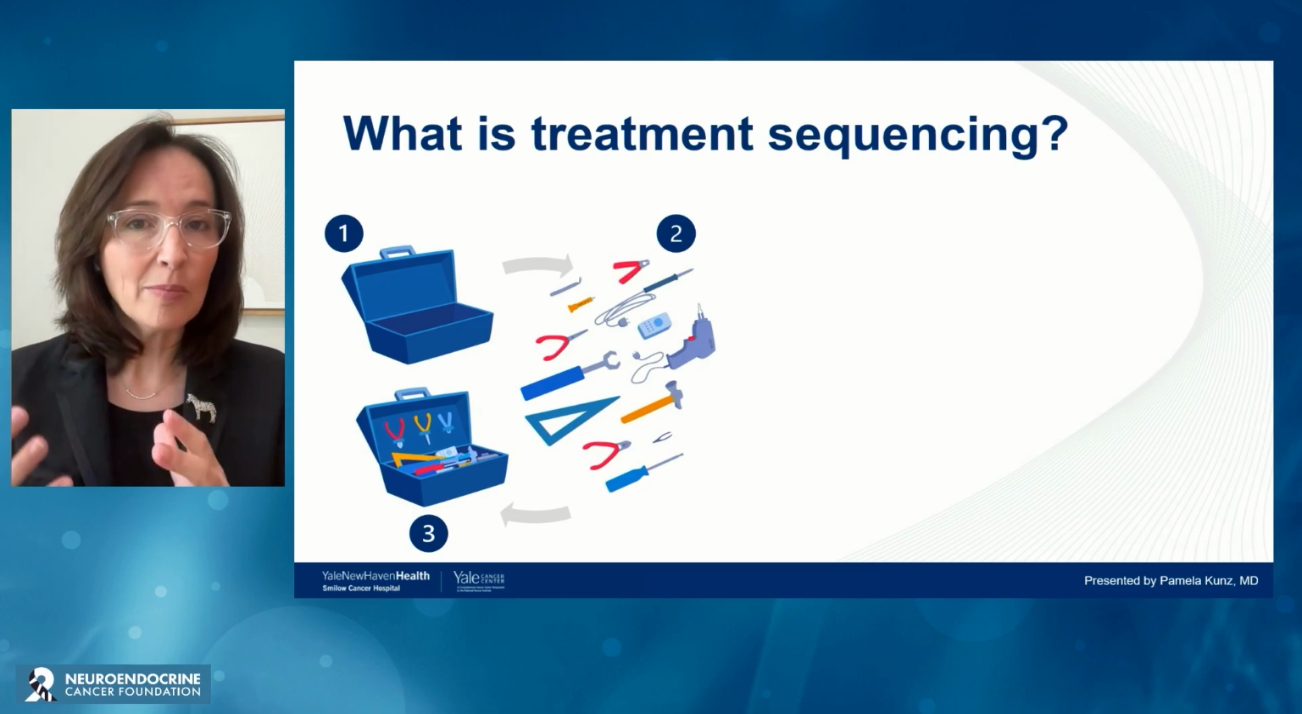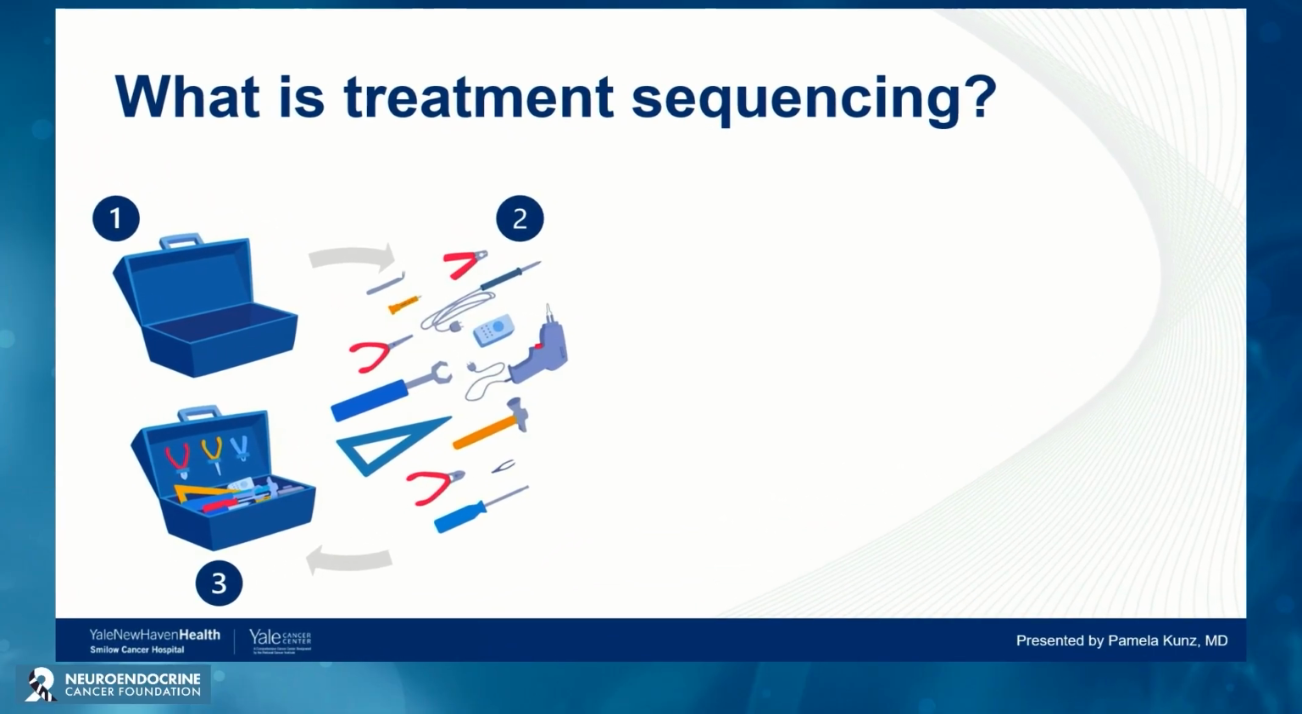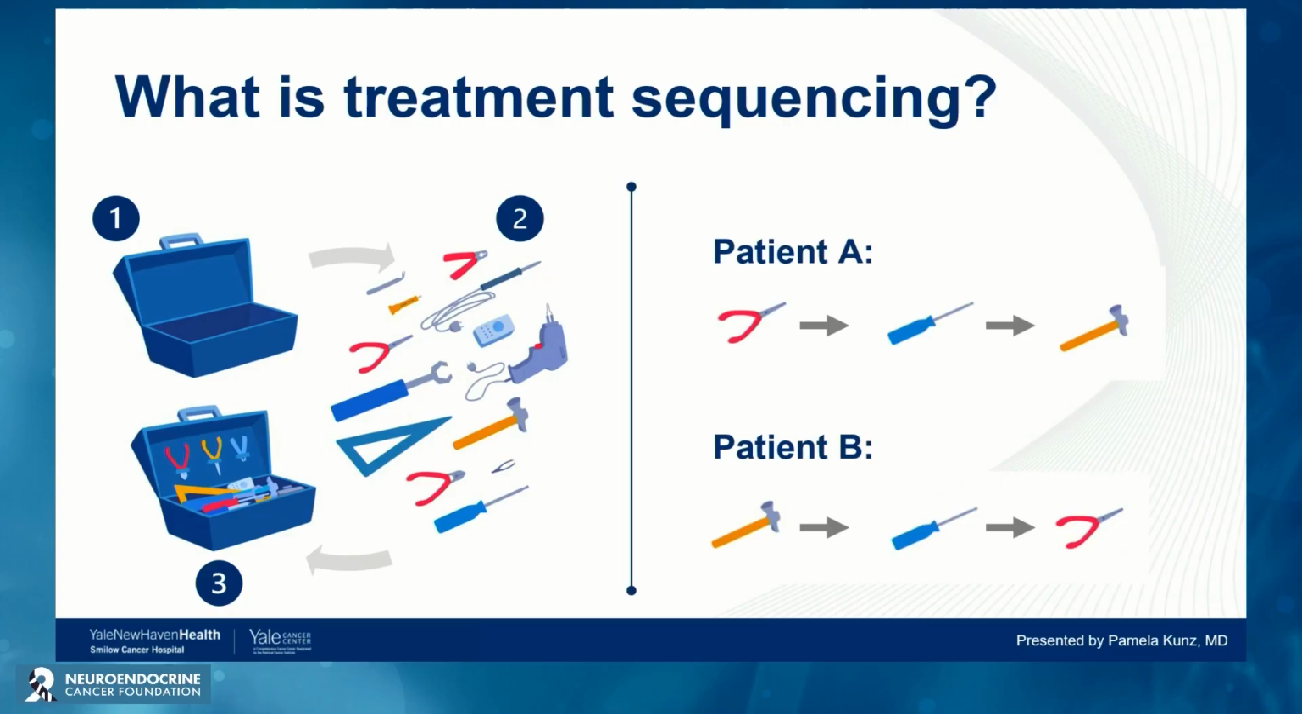Let's say we have an empty toolbox. We start with number 1. We then have several tools that we can use at number 2, and we want to try to add those tools to the toolbox. We tailor that for patients. One patient may start with the pliers, then get the screwdriver, and then get the hammer. Another patient may get those tools or treatments in a completely different order.